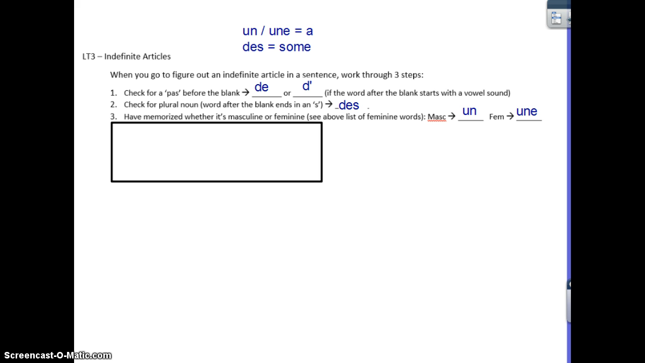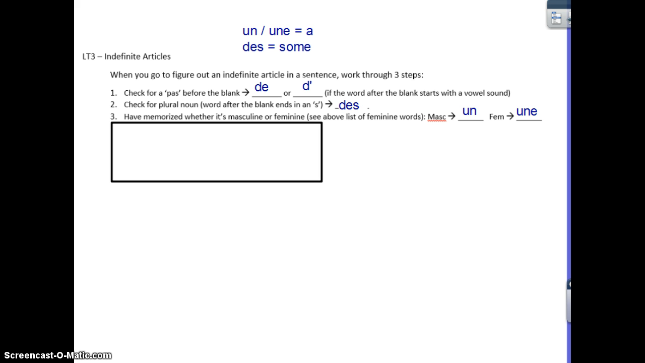So when you're going to write a sentence and you're trying to figure out what article to use, if you have a pas in that sentence, you don't even have to think about whether the item is masculine or feminine or plural. Pas dictates that it has to be the word de. Or if the item that's going to come directly after it starts with a vowel, you actually drop that and you put an apostrophe. Basically, it comes down to the idea that French people don't like two vowel sounds at the end of a word and the beginning of the next word. Kind of makes it sound choppy.